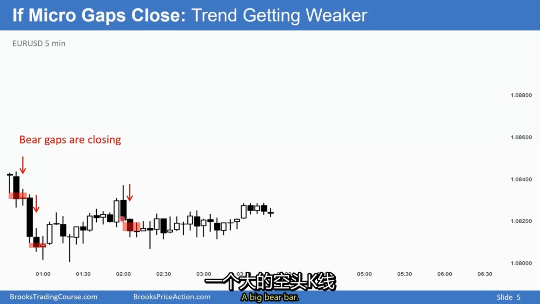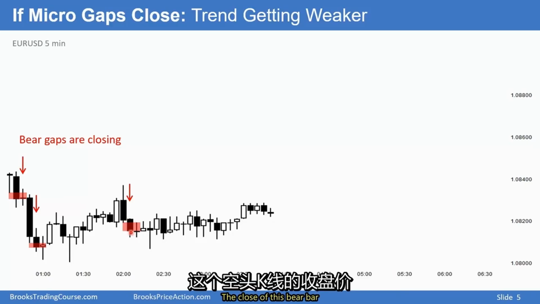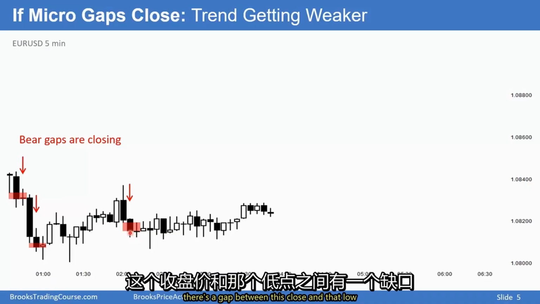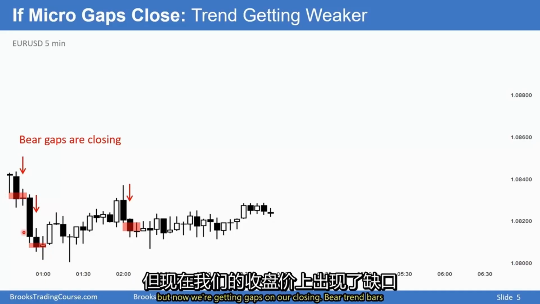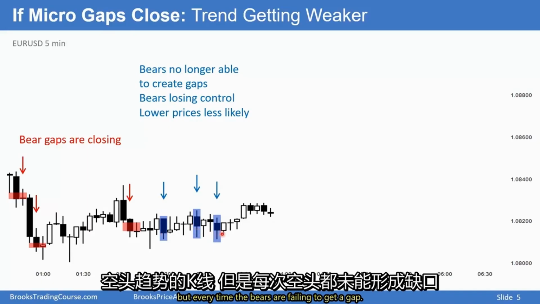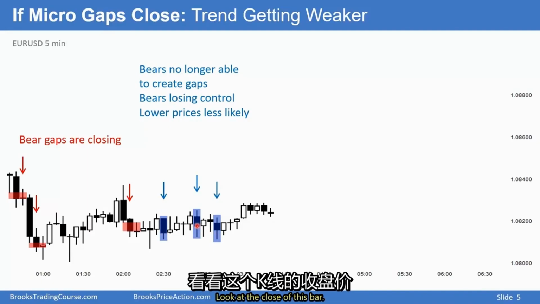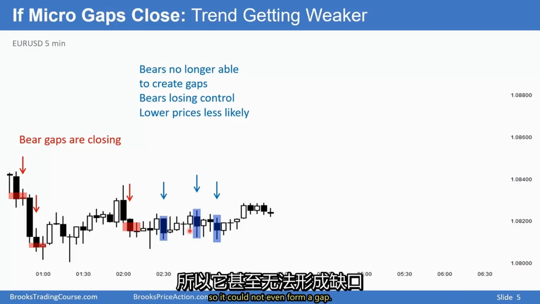A big bear bar, you're going to be thinking that we might be trying to form gaps. The close of this bear bar, there's a gap between this close and that low, but the gap closed over here. It was a bear trend, but now we're getting gaps on our closing. Bear trend bars, but every time the bears are failing to get a gap. Look at the close of this bar. It could not even close below the low of this bar, so it could not even form a gap.